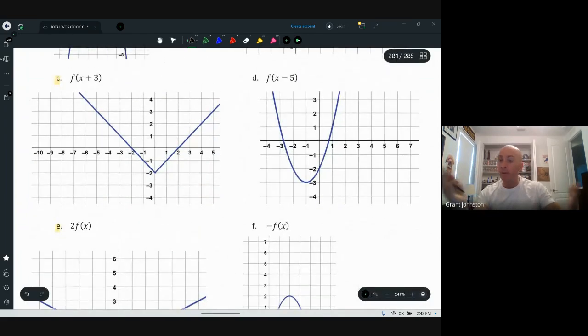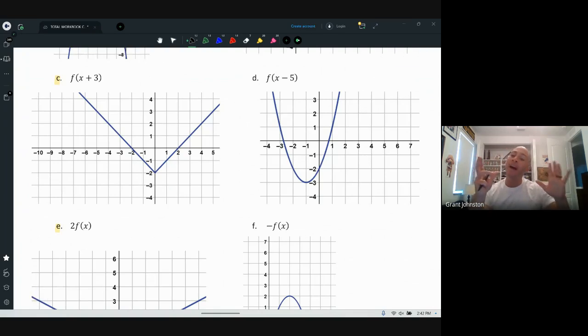C, and even D. Now we have a number inside the parentheses. So this is going to determine whether or not we shift left or shift right. That's what the number in the parentheses is going to help us determine. Now, remember, like I said, it's weird. It's going to be the opposite of what you think. So since it says +3, you might think, oh, it shifts right 3. No, no, no. This is going to be left 3.